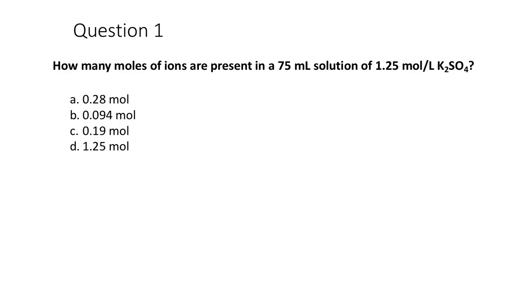These are solutions to recitation activity 5. So how many moles of ions are present in 75 milliliters of 1.25 mole per liter K2SO4? This could have also been written as 1.25 capital M K2SO4, said out loud, 1.25 molar K2SO4.